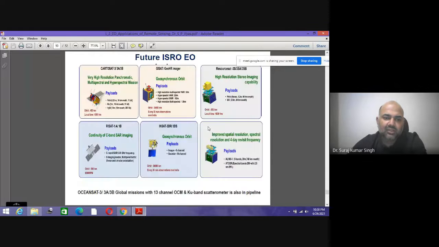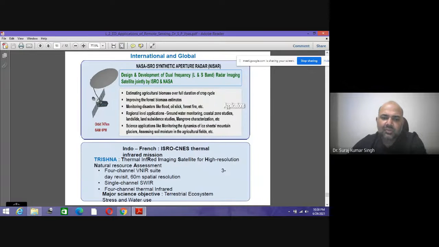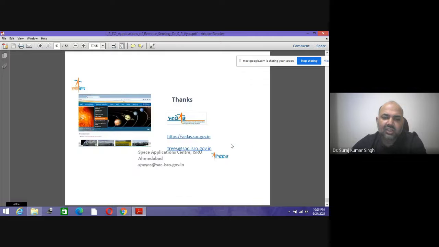And these are the field photographs from some of the locations. So you can use these data sets: Cartosat data sets are there, research data sets are there. You can download those data sets from the Bhuvan website, and you can use them for estimation of agriculture biomass over any area, or improving the forest biomass, or monitoring floods, forest areas, groundwater monitoring, coastal zone studies, landslide, land subsidence, mangrove characterization, and monitoring the dynamics of ice sheets and mountain glaciers.